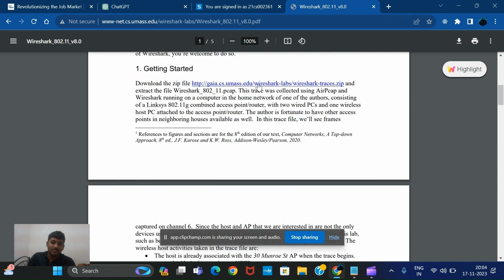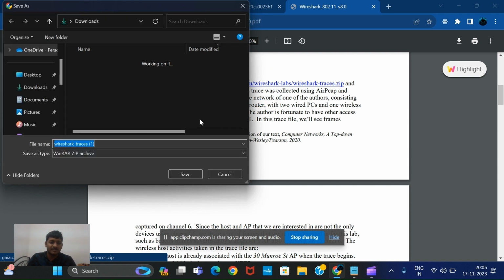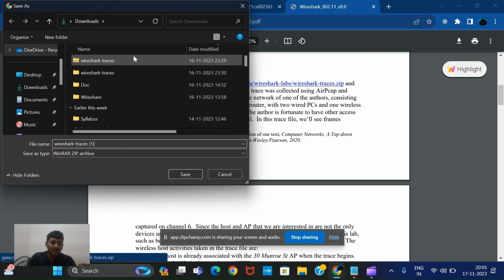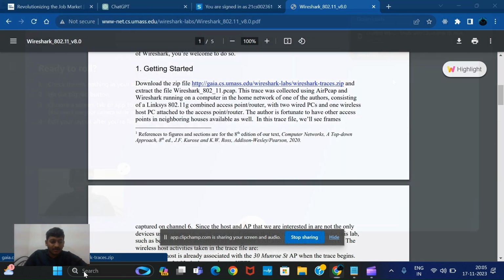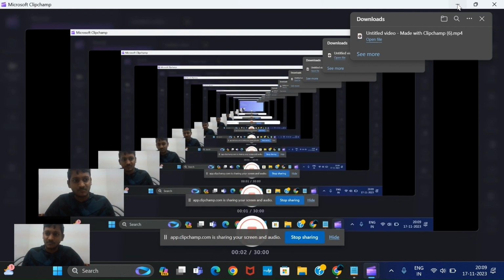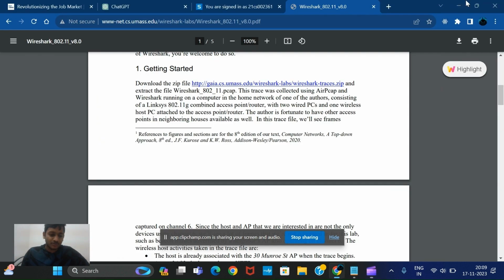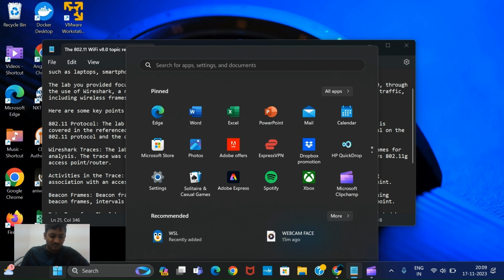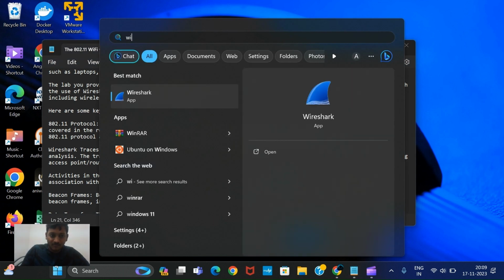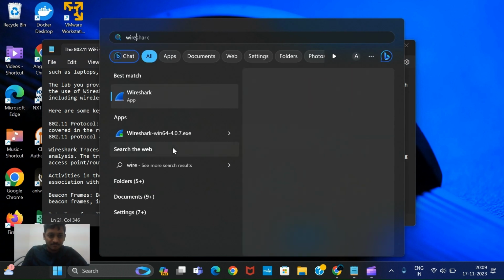Here, first download this folder. I have already downloaded this folder because from it we are going to extract the Wireshark packet. Here you may see the Wireshark traces. Now just open Wireshark.